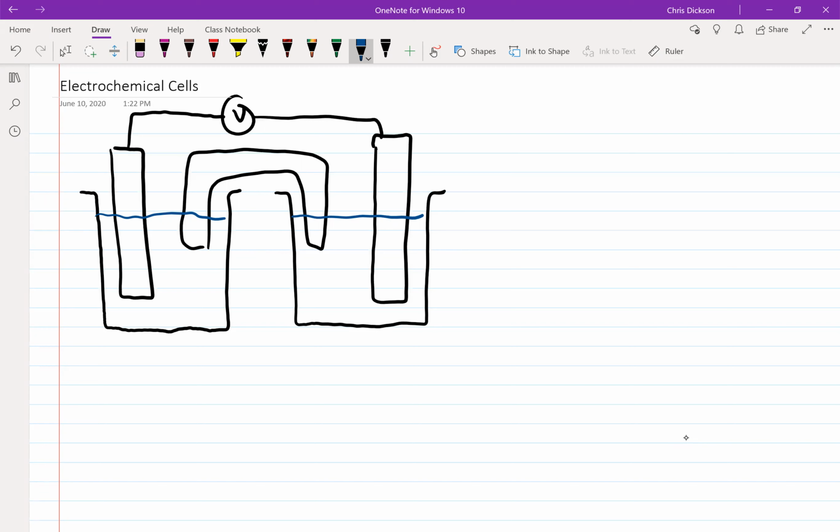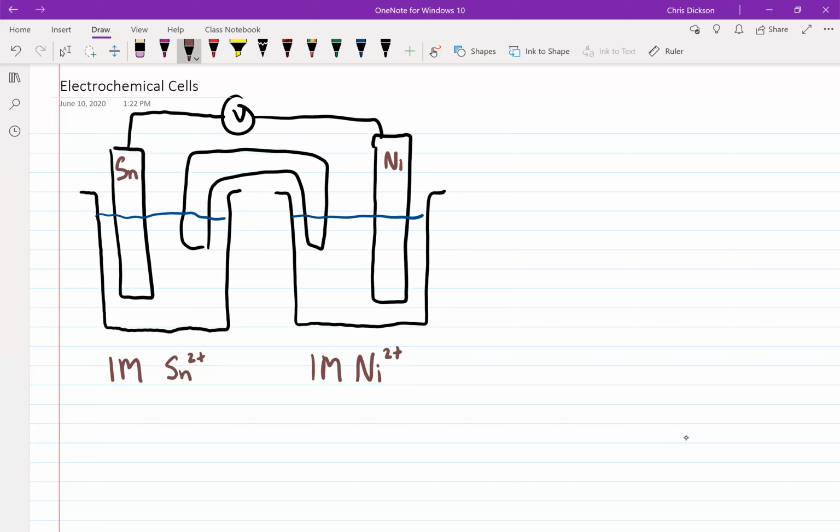So let's make one electrode tin. So make this tin, and then let's say this is 1 molar tin 2 plus. And I better just make sure I choose something that's going to work here for us. Yeah, that would work. Let's make this nickel, and then 1 molar nickel ions, and in the book that's nickel 2 plus.